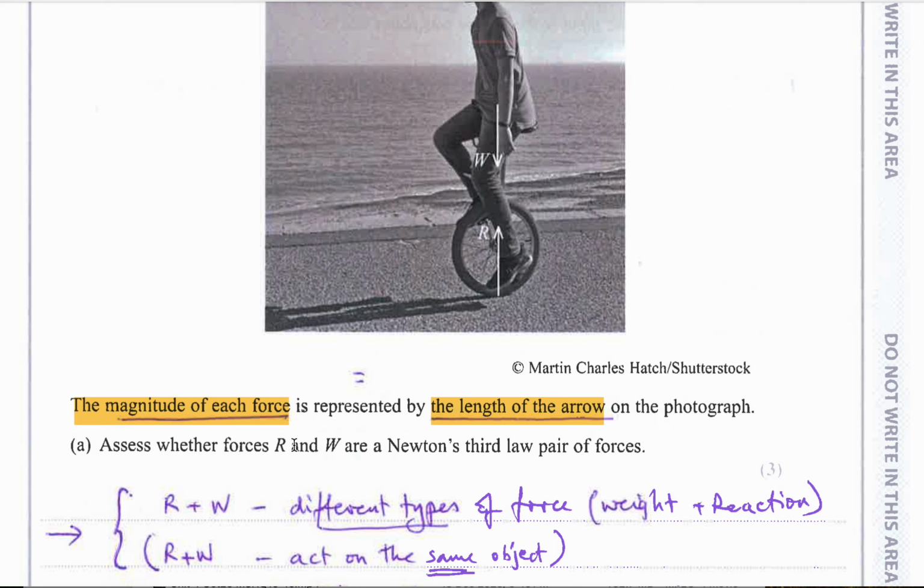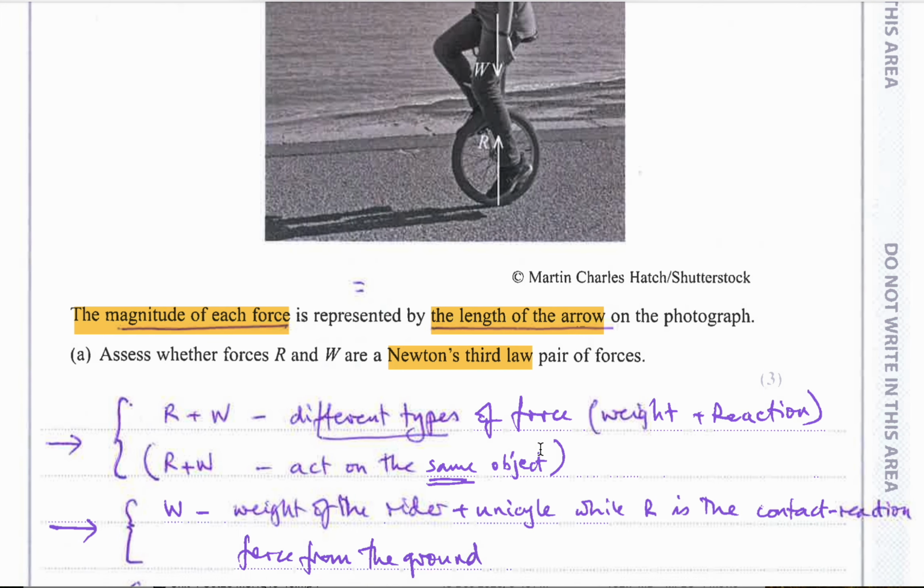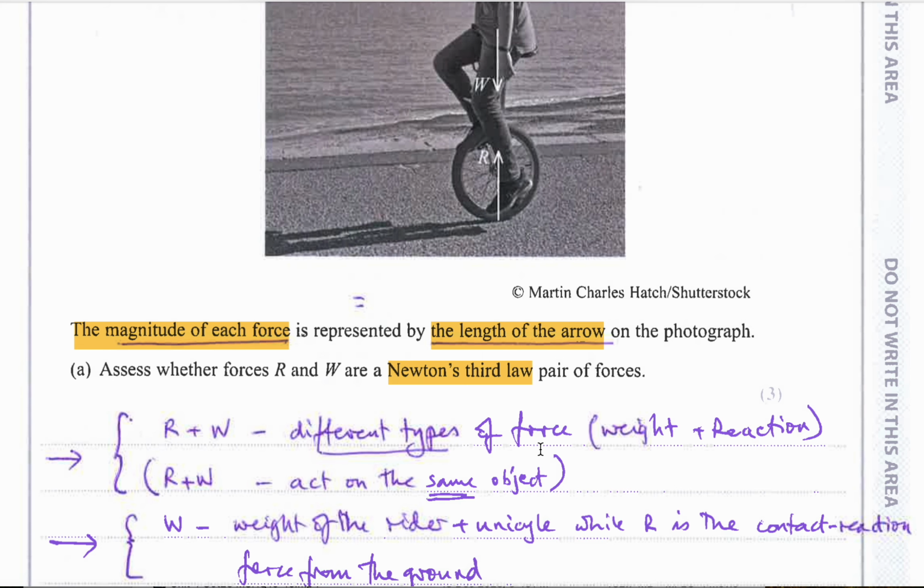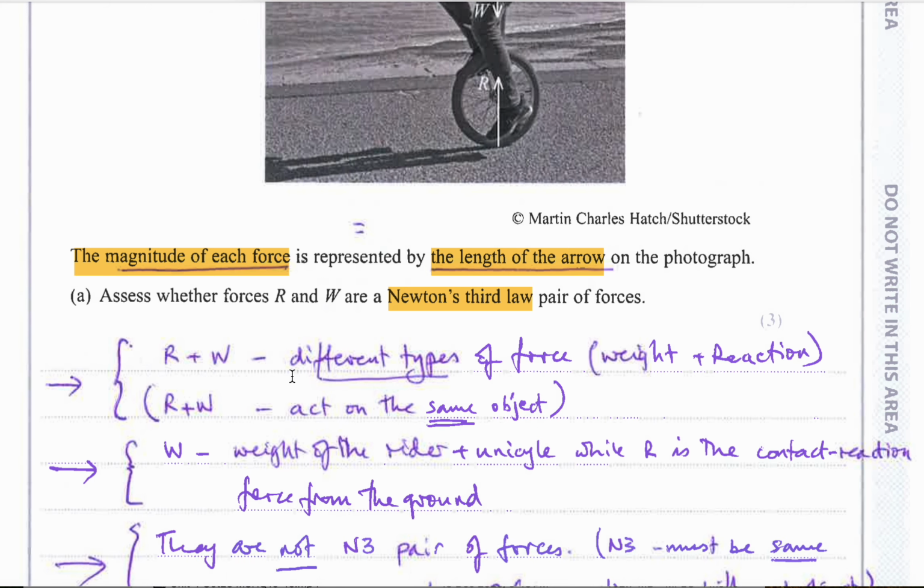Assess whether R and W, the forces, are a Newton's third law pair of forces. Remember, Newton's third law, you need to make sure they're testing to see if you know what Newton's third law is all about. Well, it's quite simple. They're not. Okay? So R and W are different types of force. One is a weight, which is due to gravitation, and one is a reaction, which is due to a contact.